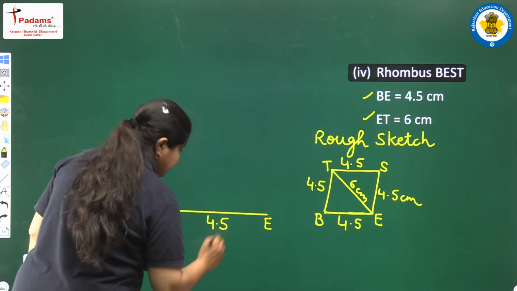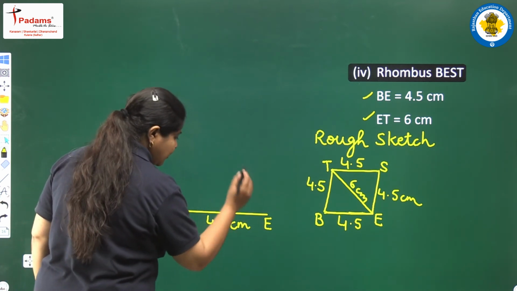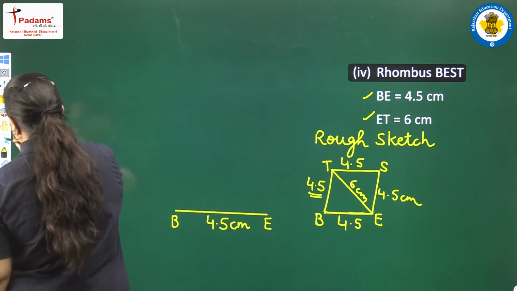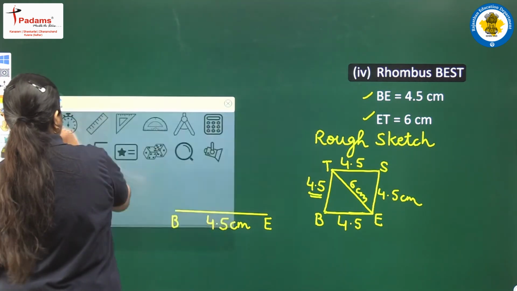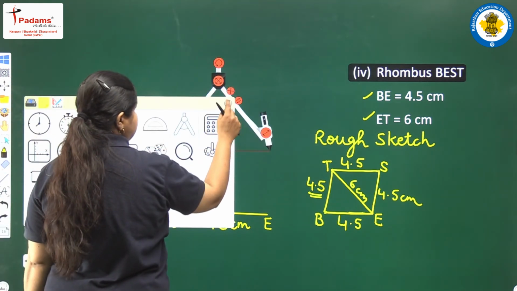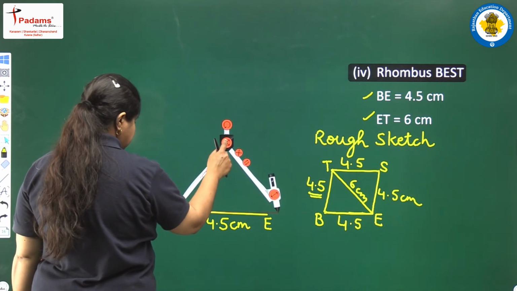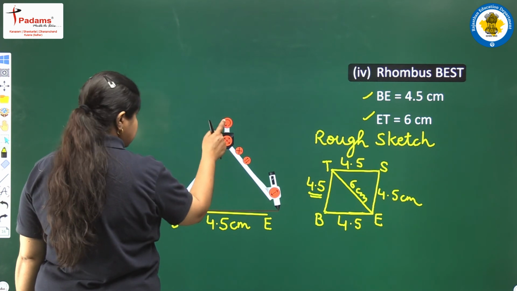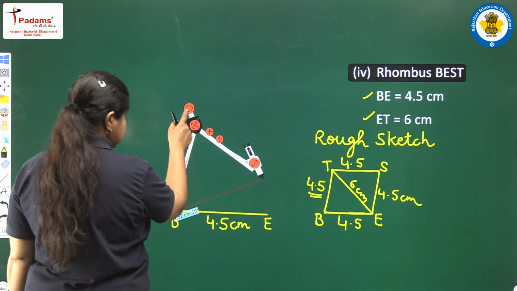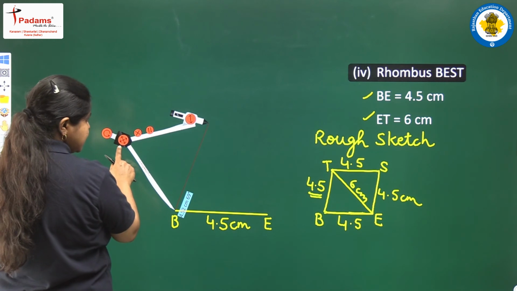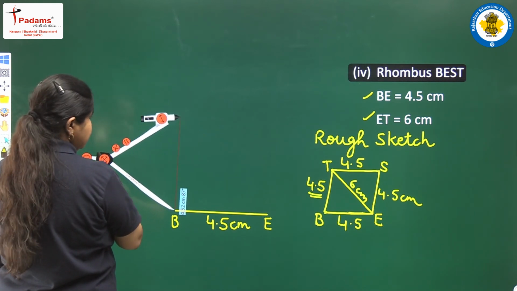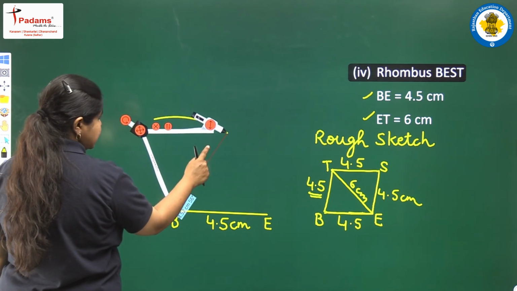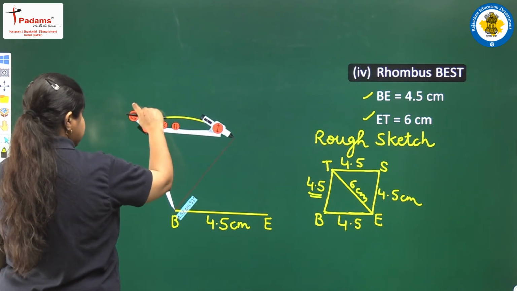4.5. Then what next we need to do? With B as center and radius 4.5 centimeters, we will draw one arc with the help of a compass. Keep it at B and with radius 4.5, remember this. We have it 4.5 centimeters as the radius and then we will draw one arc here, this one. Then what next we will be doing?